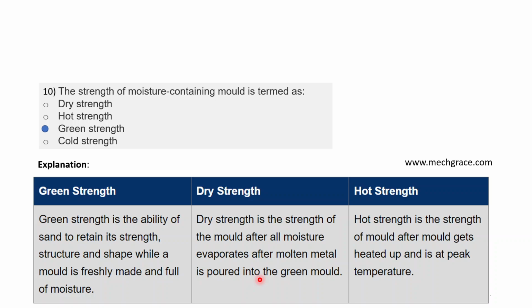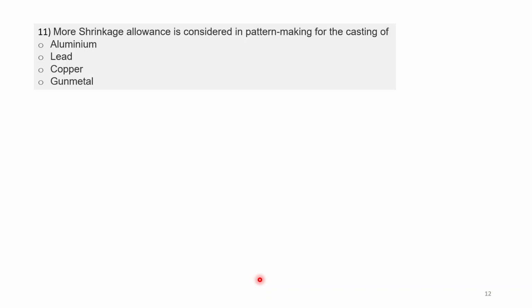Next: more shrinkage allowance is considered in pattern making for the casting of which metal? Your options are aluminum, lead, copper and gunmetal. So which one should be the answer? The answer would be the one which shows the highest shrinkage. Okay, so the highest shrinkage is seen in the case of lead.